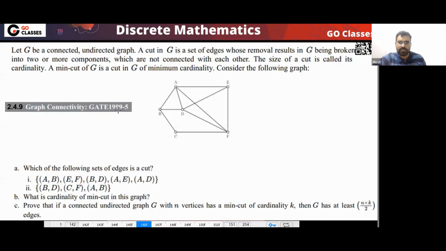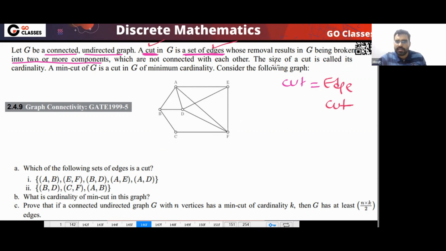Now let's see this question. In this question, the definition is given to you. G is a connected undirected graph. The definition of cut is given. What is this cut? This cut is a set of edges whose removal will disconnect the graph. Is it vertex cut or edge cut? Cut is a set of edges, so here in this question, cut is edge cut. Yes or no? Because the question is saying cut is a set of edges whose removal will disconnect the graph.